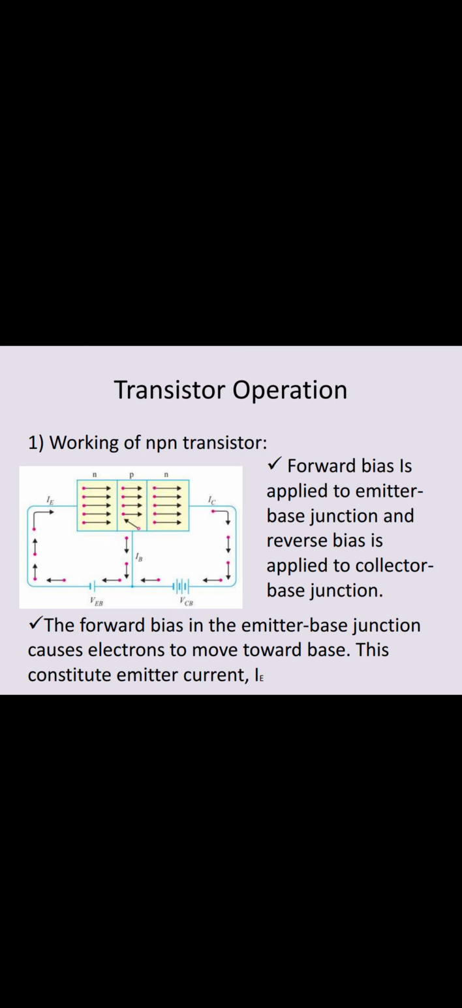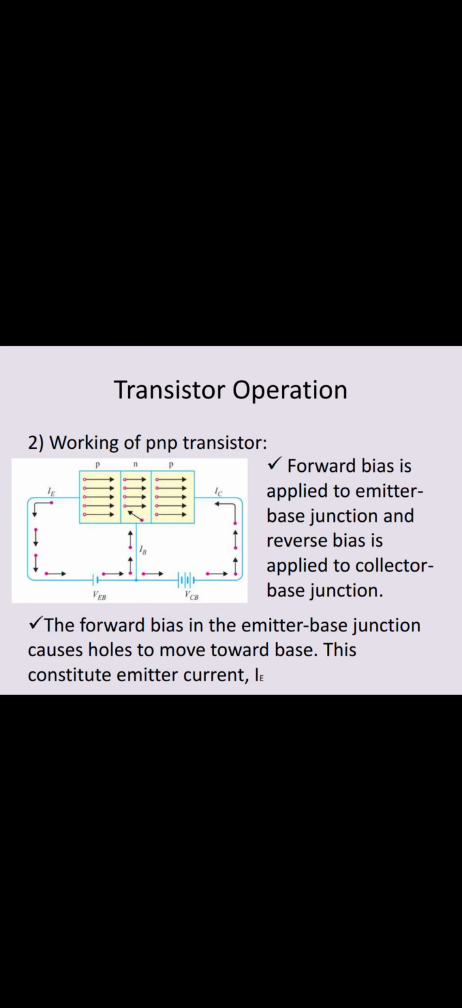Similarly, in the PNP transistor, the forward bias in the emitter base junction causes holes to move towards the base, which also constitutes the emitter current, that is IE.